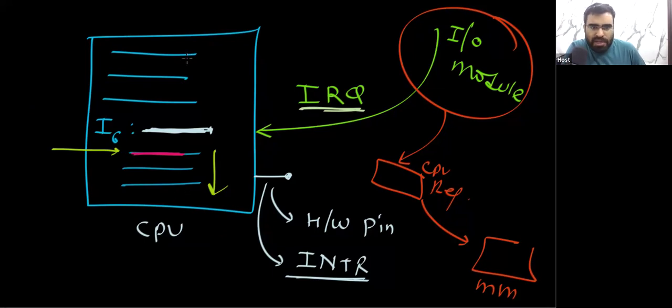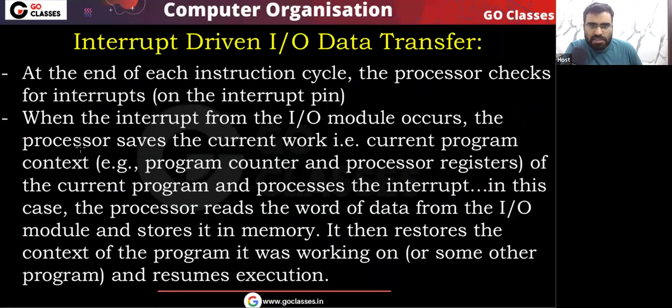Also, we need to save the registers which are used by this program, and also the flag registers which are affected by this program. So basically these things we need to save. You can see that the processor will save the current work. What does it mean? It means it will save the current program context. That means we will save program counter, we will save processor registers, all these things we will save.